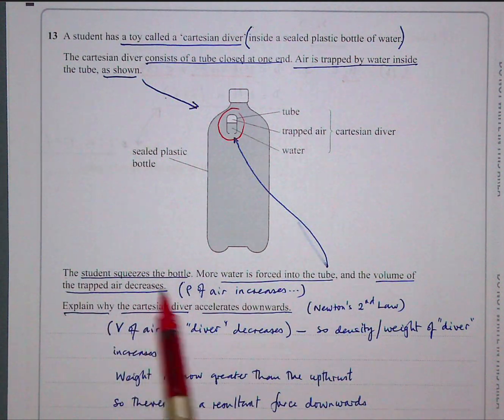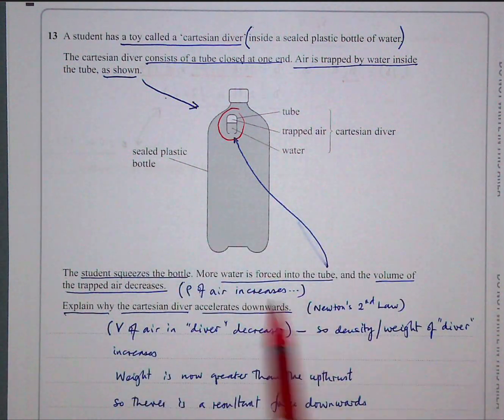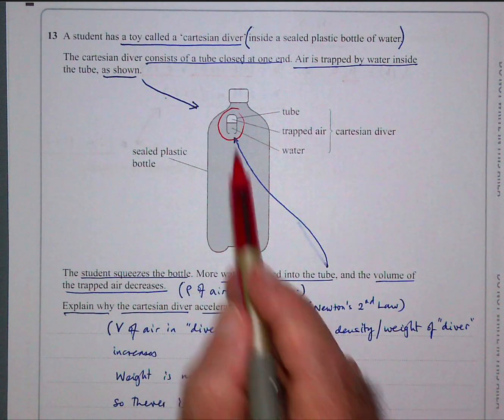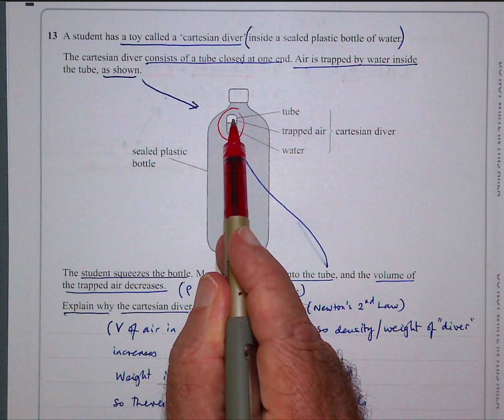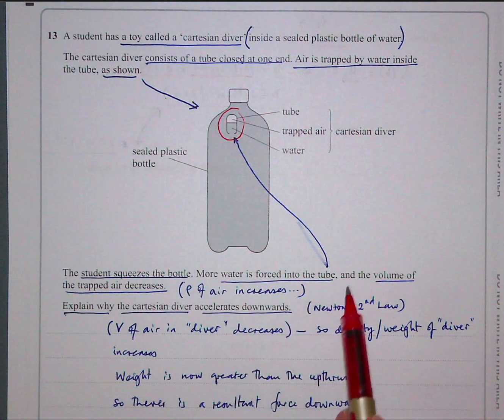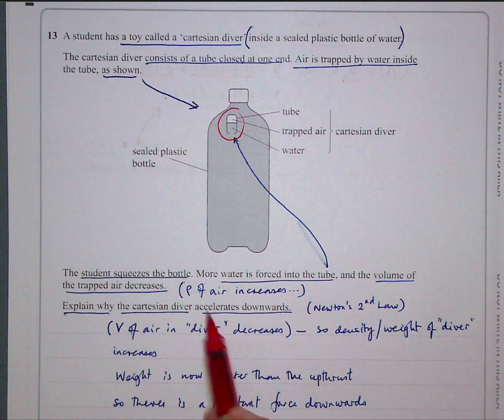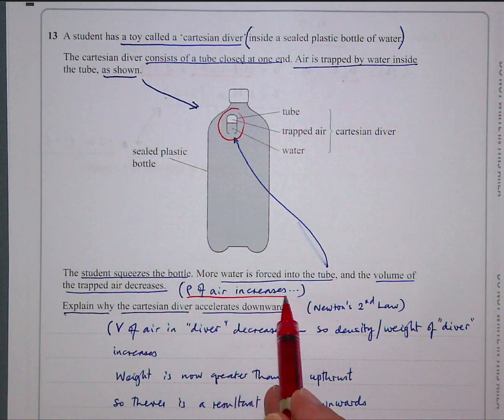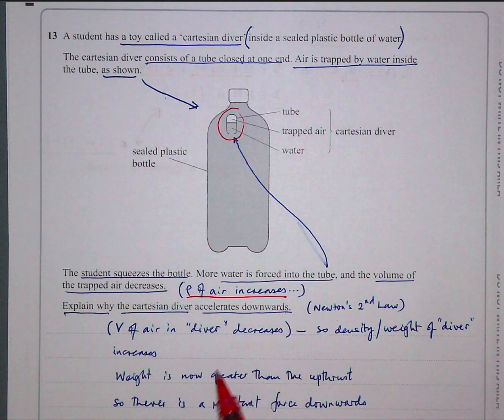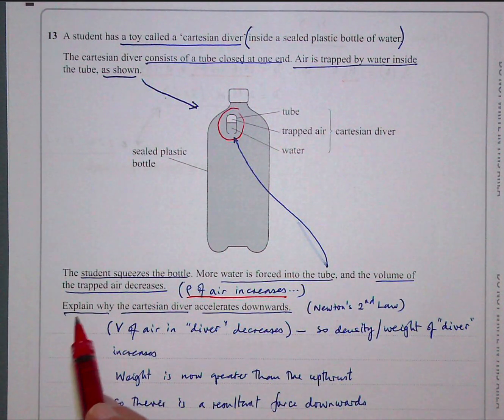The student squeezes the bottle. So if you squeeze the bottle, what's going to happen? More water is forced into the tube. Exactly. So you're pressurizing this layer of trapped air inside there, and the volume of the trapped air decreases. That means the density of the air inside there will increase. Okay, so I'm just thinking when I'm writing these, that's why I'm underlining it. Active reading allows you to take in the question better.